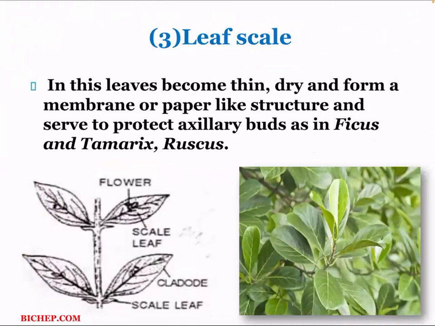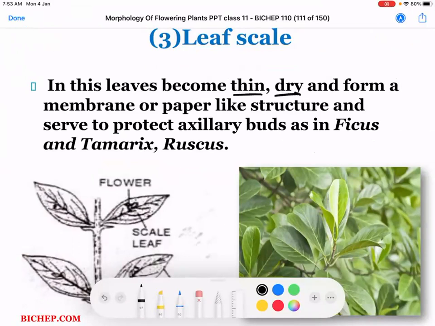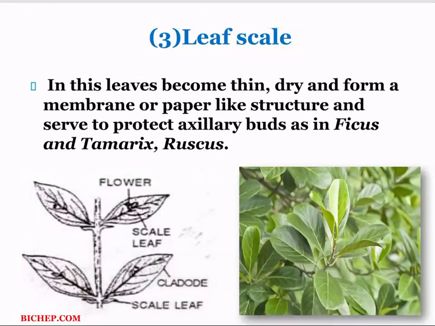Now, leaf scale. The leaf becomes very thin, dry, paper-like structure. Why? Because it protects axillary buds. For example, ficus, tamarix, and ruscus. So they become very thin, dry, and paper-like. Please take the screenshot.